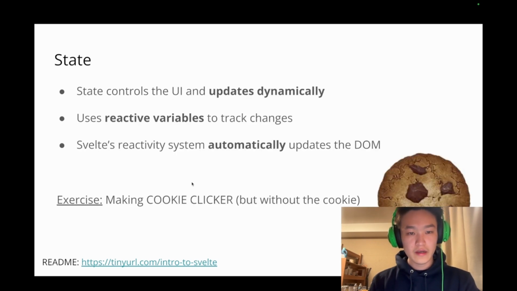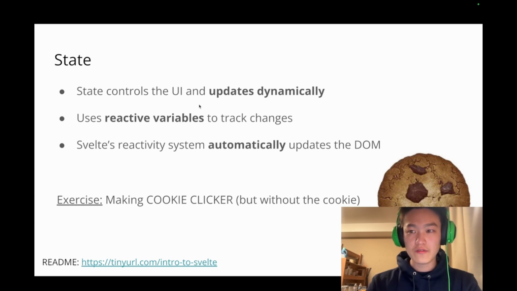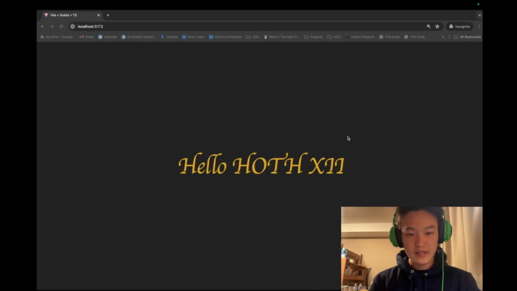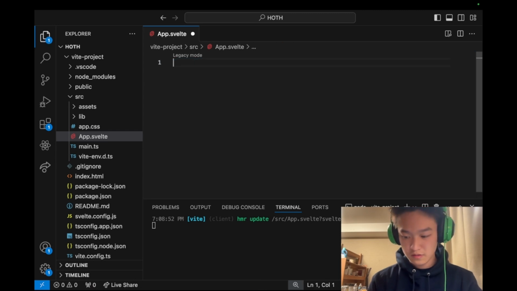Okay, and the last thing we want to look at is state. And what state is it helps you control your UI dynamically by using reactive variables. So that means whenever something changes, some data changes, it can also change the UI instead of having to do it manually in vanilla HTML. So we're going to see an example by making a cookie clicker. So we don't need any of this. I'll just delete it.